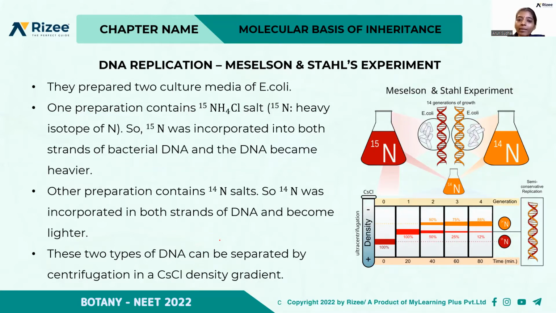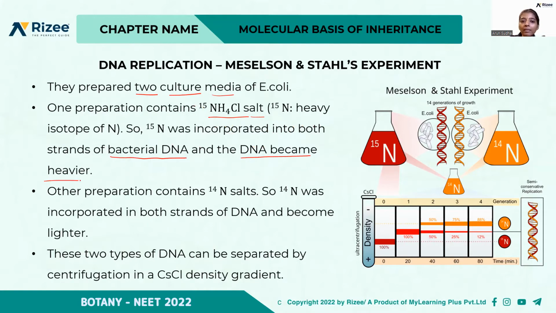What they did is they prepared two culture media. In one preparation, they took the ammonium chloride salt with the isotope N15. What is the purpose of taking N15? Because it is heavier than the normal nitrogen. This N15 was incorporated into both strands of bacterial DNA, and the DNA becomes heavier.